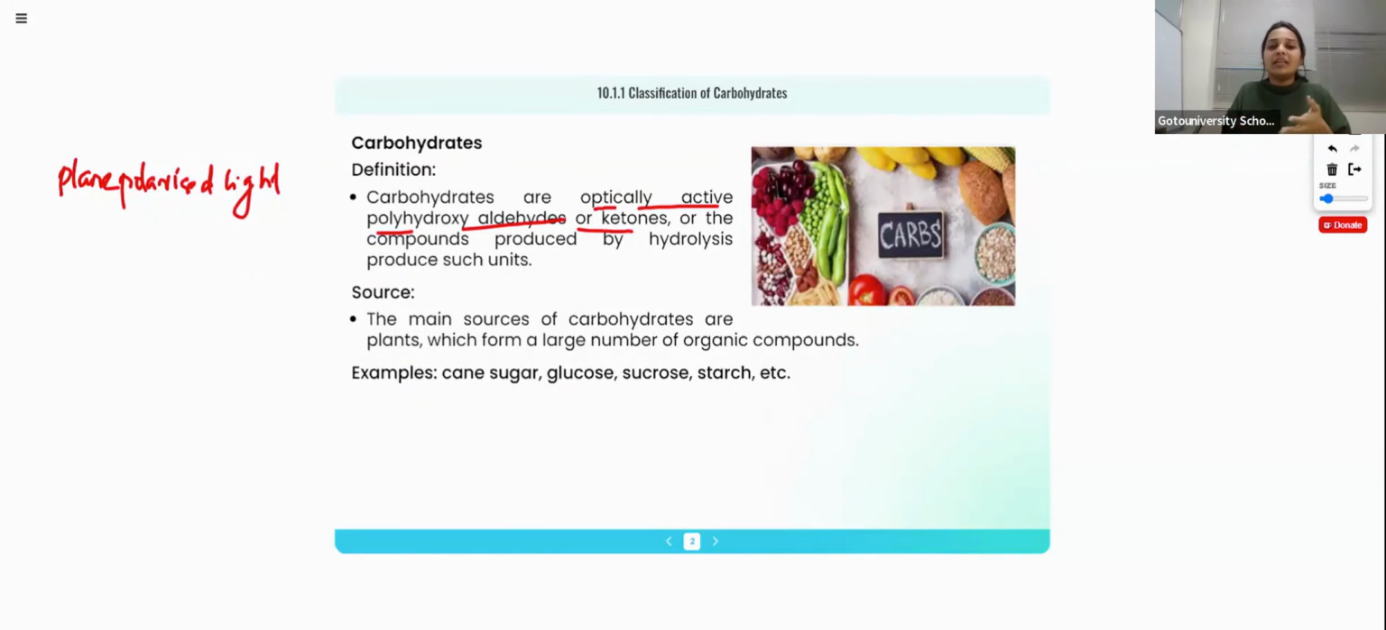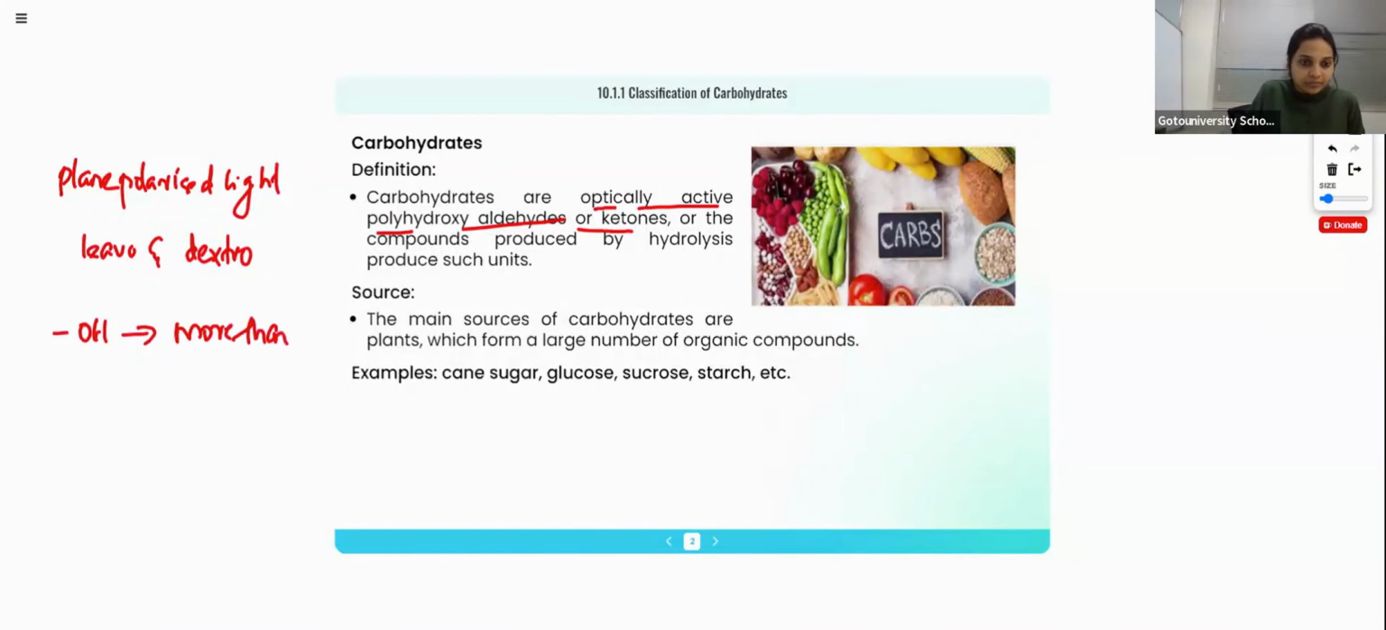Then this compound can rotate the plane into either right or left, I told you. If it is left direction, we call the compound levorotatory. If it is in right direction, it is called dextrorotatory. Okay, levo and dextro. Then, they are optically active polyhydroxy. What do I mean by polyhydroxy? Hydroxy means OH group, right? Polyhydroxy means more than one OH group, more than one hydroxyl group.